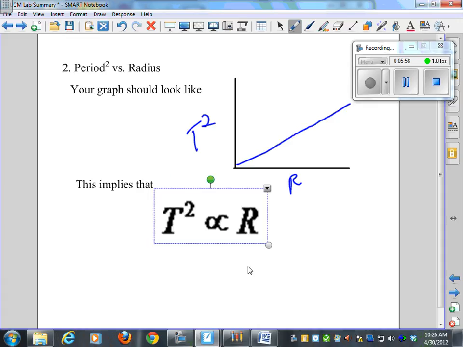This implies that T squared is proportional to r. The period squared is proportional to r. In other words, the bigger the radius, the bigger the period. This was part B. Bigger radius means bigger period.